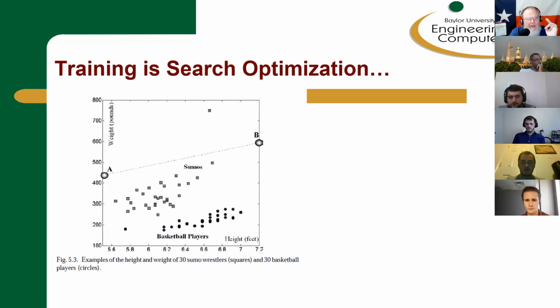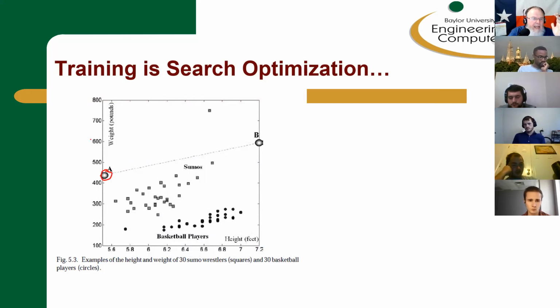Here, for example, is a graph of the height versus the weight of sumo wrestlers and basketball players. What we would like to do is build a classifier for these sumo wrestlers versus basketball players. And this is our classifier. Is it the best classifier? I don't know, but this is the one that we're going to choose.